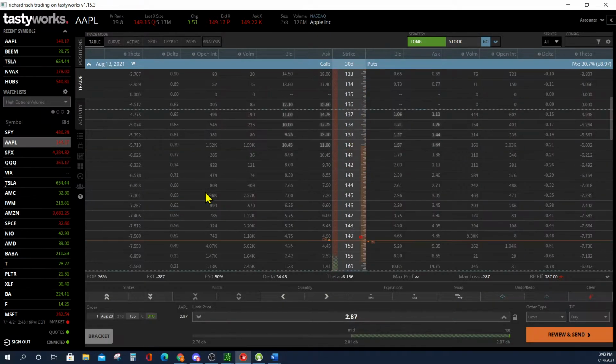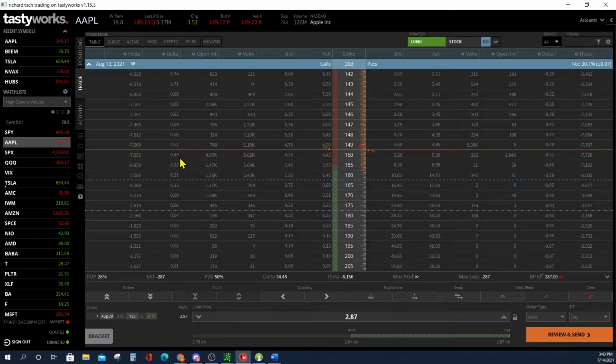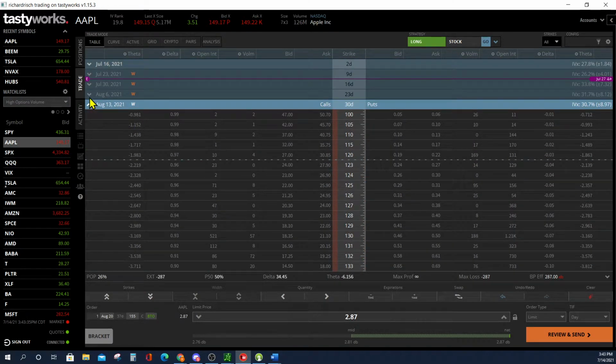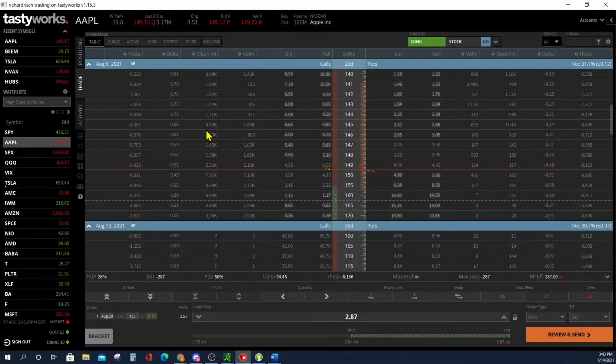So August 13th. 33 there. That's too tight. Plus it's a calendar, which means the gamma on a short strike could run us over. Don't like it. Let's try the week in front of this. August 6th. 30.